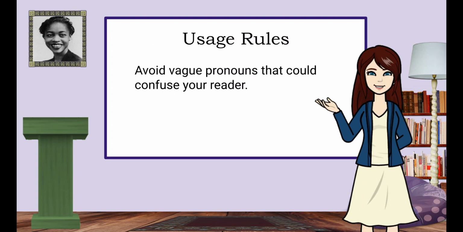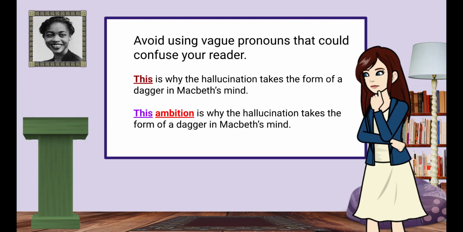Avoid vague pronouns that could confuse your reader. Let's look at an example. This is why the hallucination takes the form of a dagger in Macbeth's mind. The demonstrative pronoun this needs to point to something, but in the sentence, the reader doesn't know what this is. If you change the pronoun to a demonstrative adjective and include a noun, this ambition is why the hallucination takes the form of a dagger in Macbeth's mind, your meaning now becomes clear.